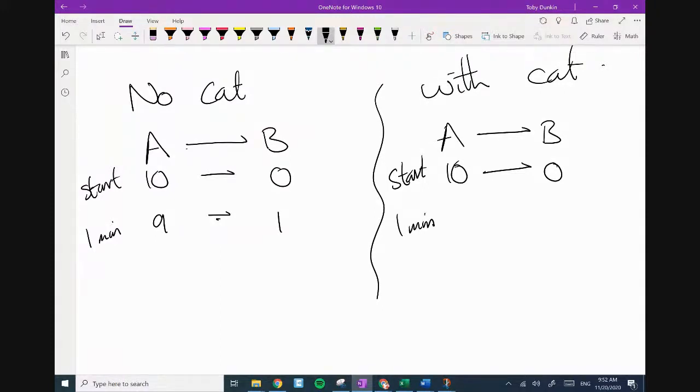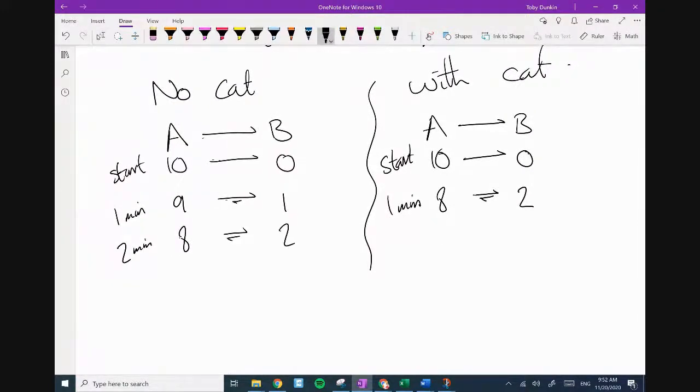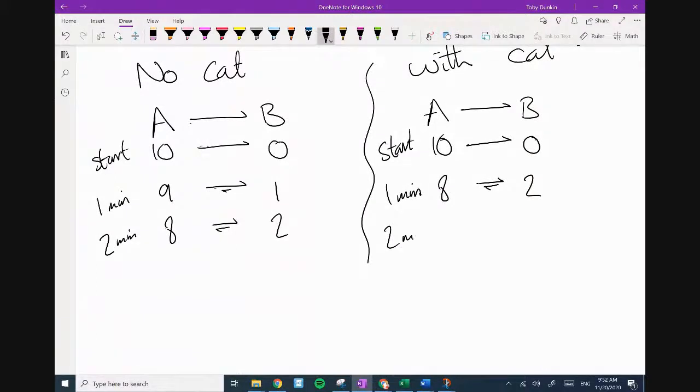In the next one, at minute 1, we go to 8 and now we've got 2. At minute 2 we've got 8, and it would actually be exactly the same as the other one. What I should have done is keep them all exactly the same so you could see the scenario play out. So this one now becomes 8 and 2.